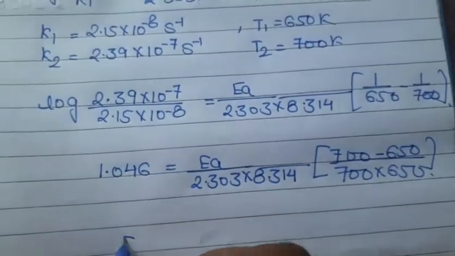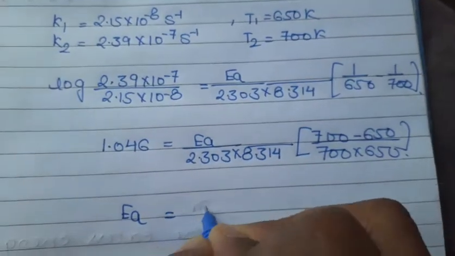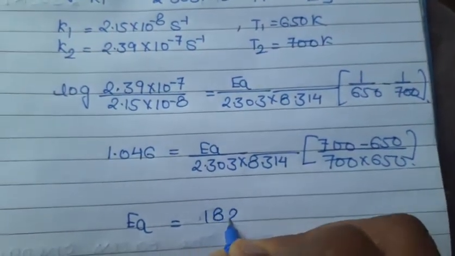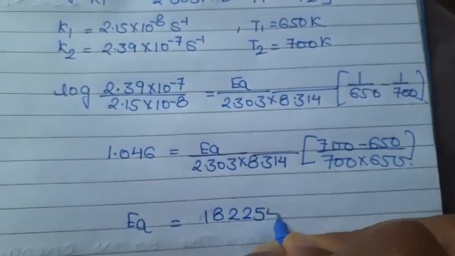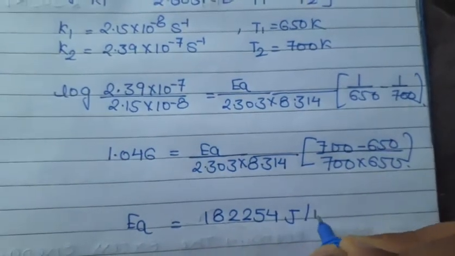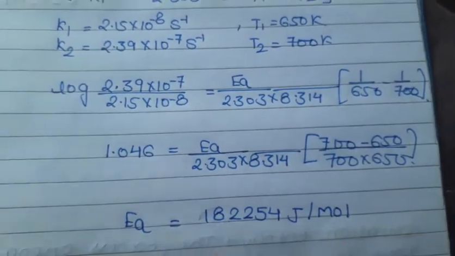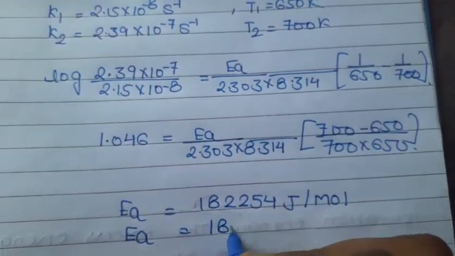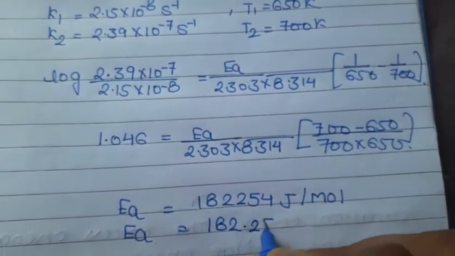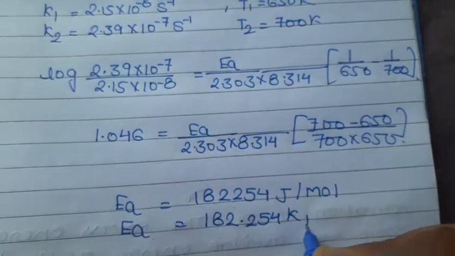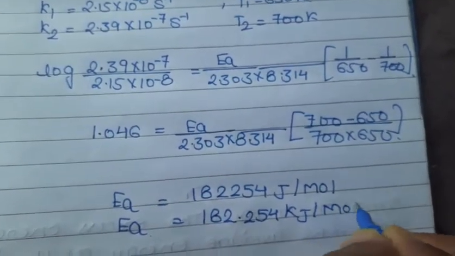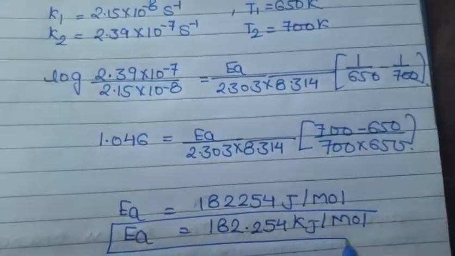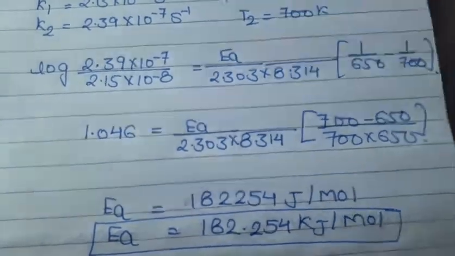Solve this numerical. We get Ea equals 182254 joule per mole, or we can convert it into kilojoule. It becomes 182.254 kilojoule per mole. Okay students, so solve this type of numerical in this manner.